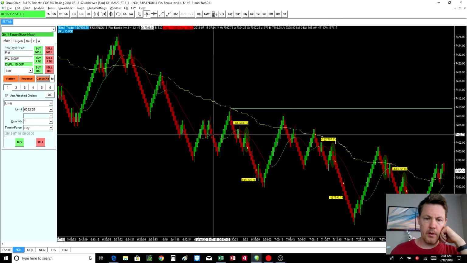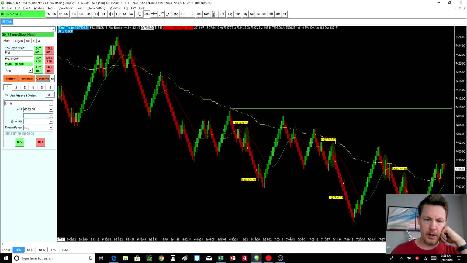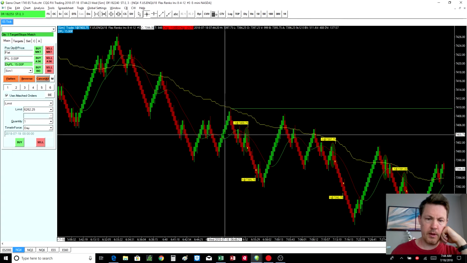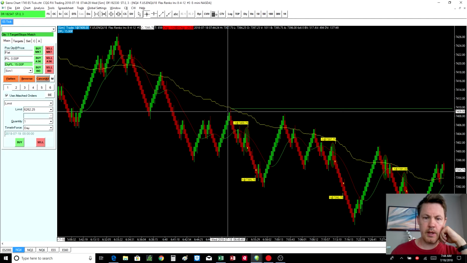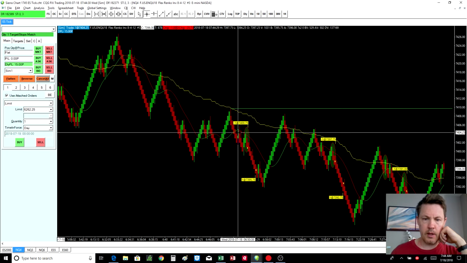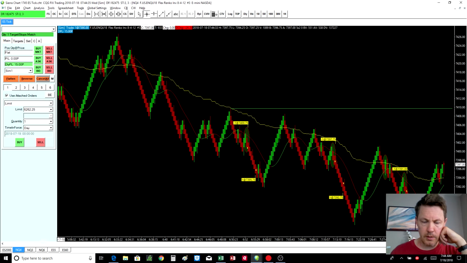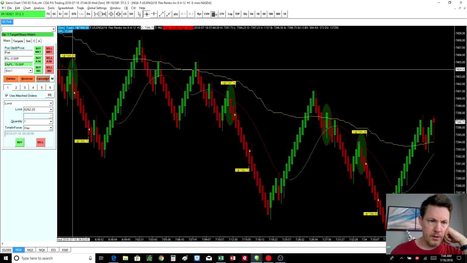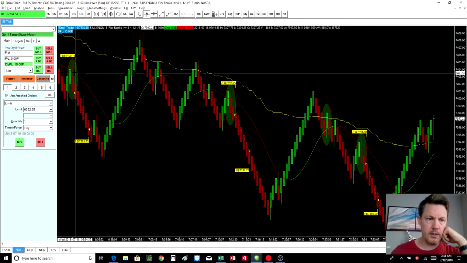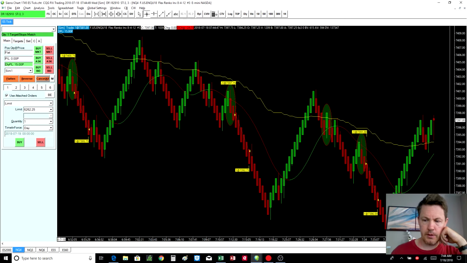So the trend line is green. It goes back to red. I was ready for a setup right here, but obviously the pullback was too deep. The trend line is green again. Now the trend line goes red again right here. Notice the pullback here. It closed over the trend line, but the trend line kept staying red. And then we got the reversal candle, and I took the trade.